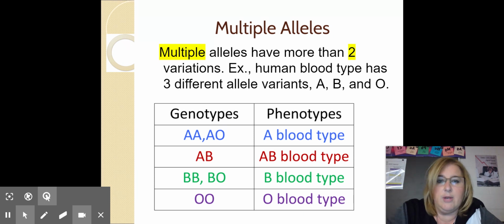So the only way you can have recessive type O blood is if both parents give you the O allele. If you have an A and an O, since the A is dominant and the O is recessive, A will overpower O. And if you have a B and an O, because the B is also dominant, B will also overpower O, and that person would have B blood.